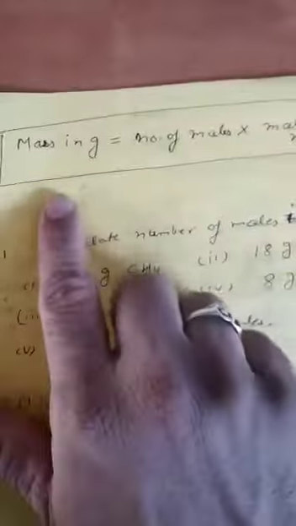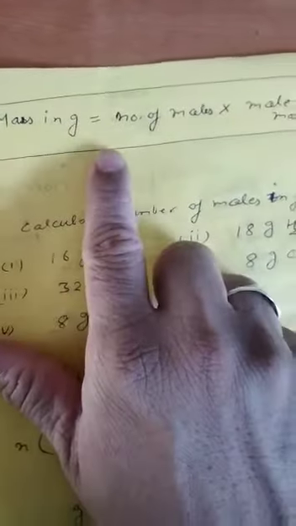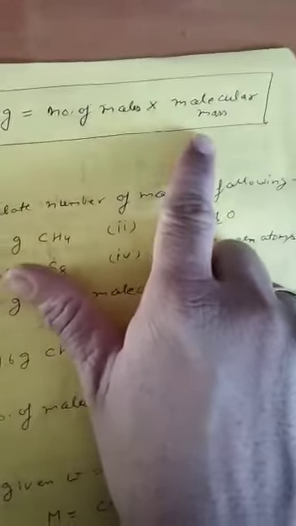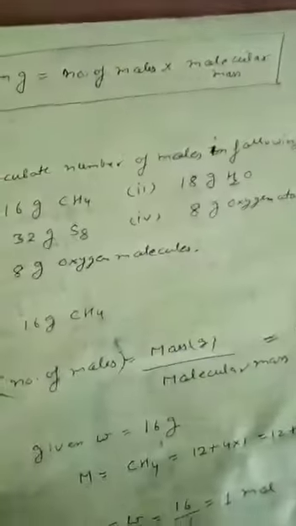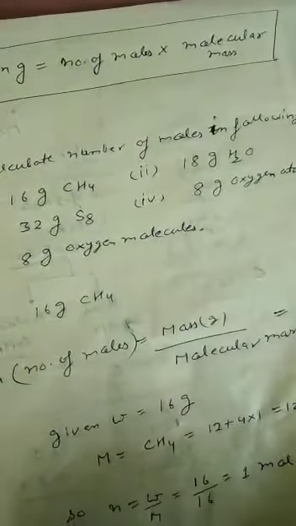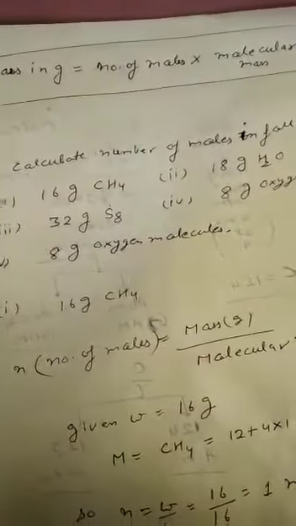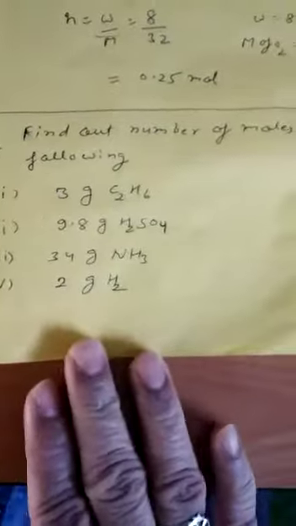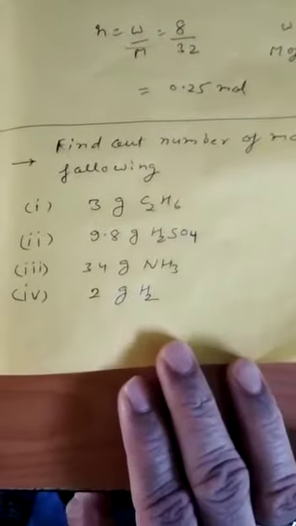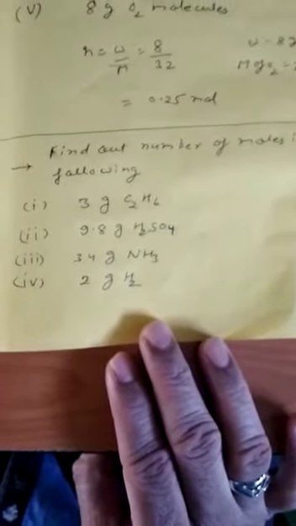Now suppose you want to find out mass in gram, so there is one formula. If you want to find out mass in gram, that will be equal to number of moles into molecular mass. So there are 4 formulas by which you can solve the numericals. Now I have given this question to you, so try this question and solve it.